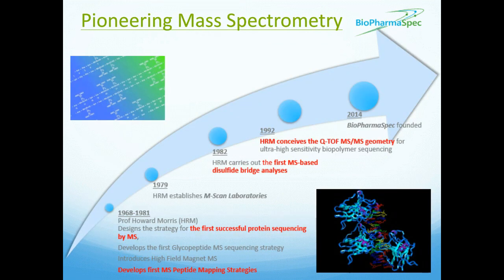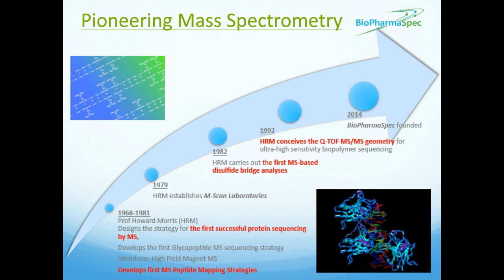So here we have a brief look at some of the highlights of some of that research over the years. From the late 60s into the early 80s, Howard's academic research included the first mass spectrometric peptide mapping, the first successful protein sequencing by mass spectrometry, and the first MS-based disulfide bridge analysis. Many things which are now commonplace in laboratories around the world were pioneered by biopharmaspec senior staff.